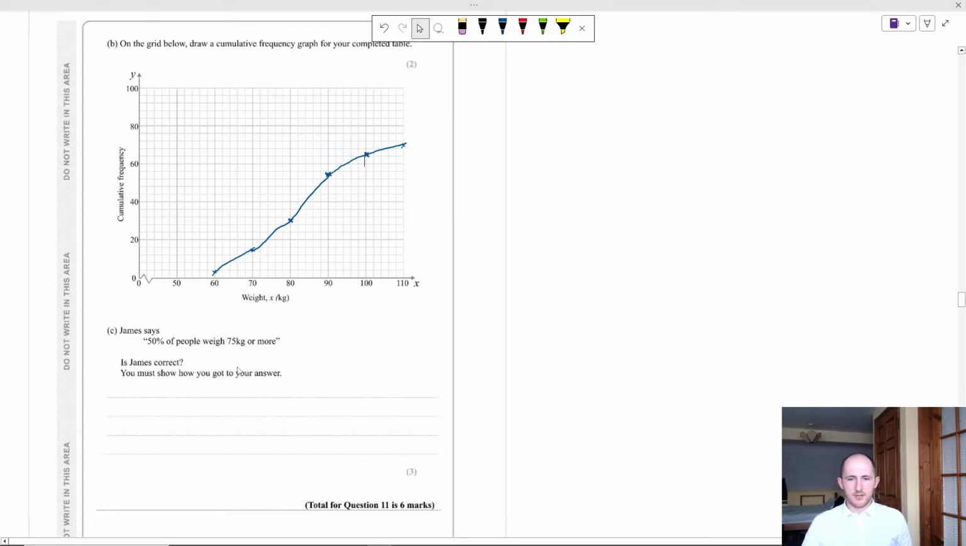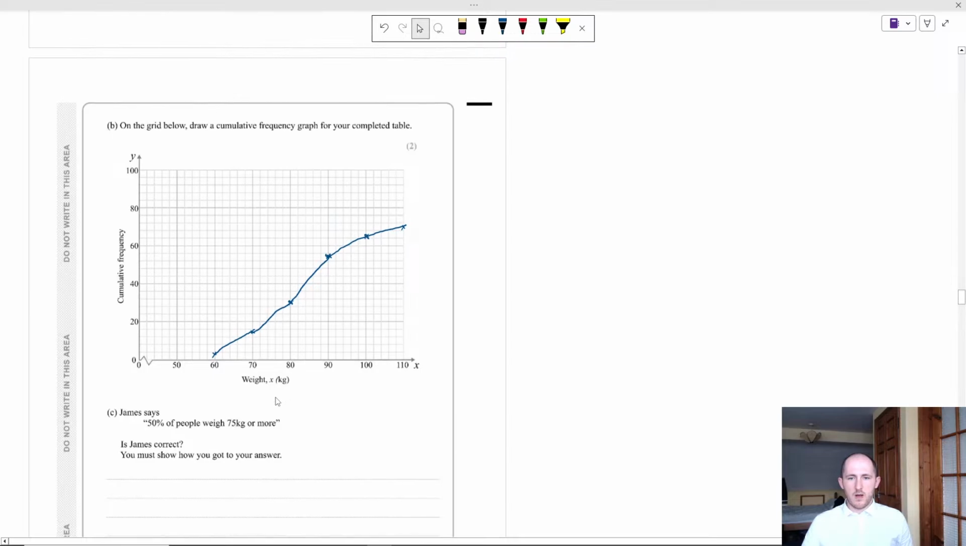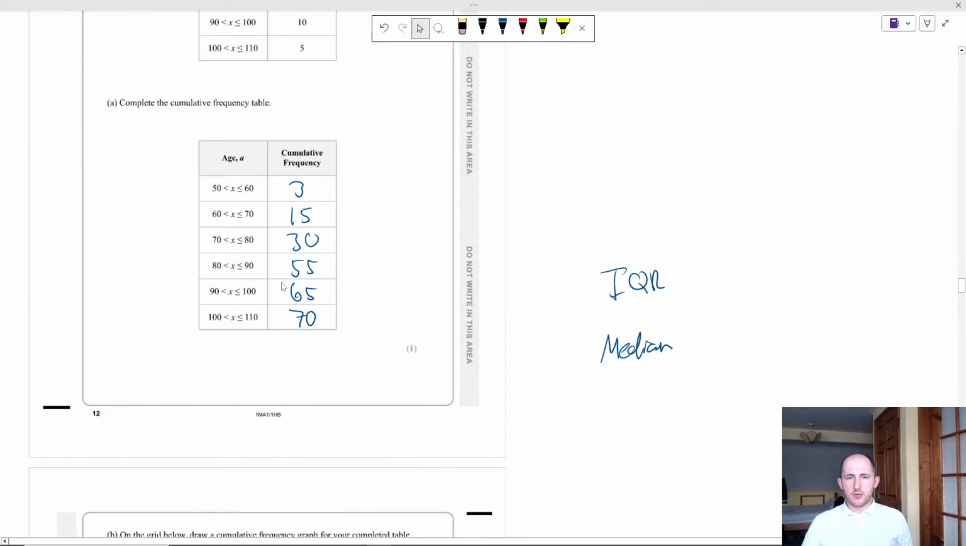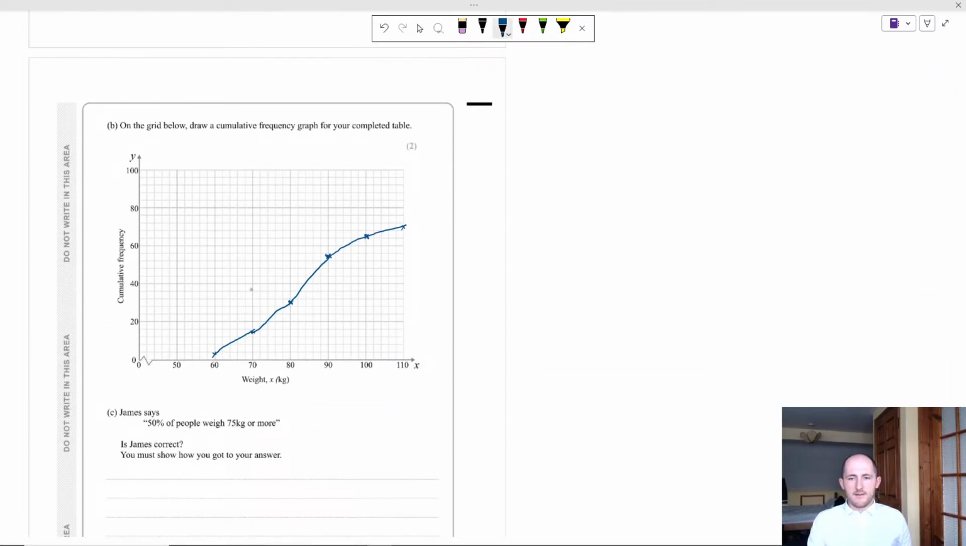No, you don't need to connect to the origin. Okay, for this part, James says 50% of the people weigh 75 kilograms or more. Is James correct? You must show how you got your answer. Well, there's 70 people in total. Half of that would be 35, right? So if we find 35 on our axes, we have 24, 28, 32. So we're looking at just down here. And then all we're going to do is read off the value on the axes.